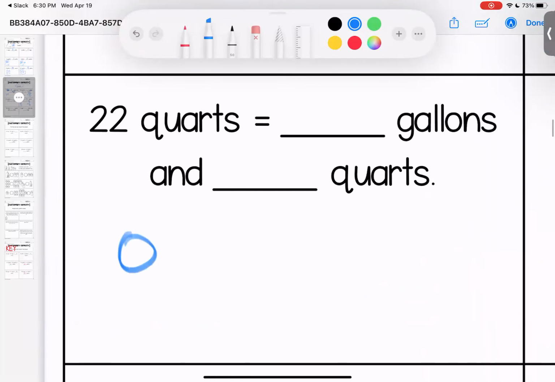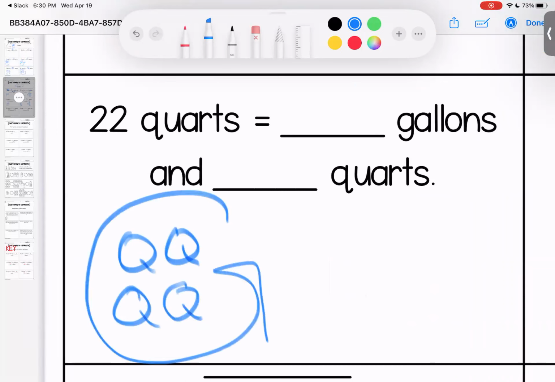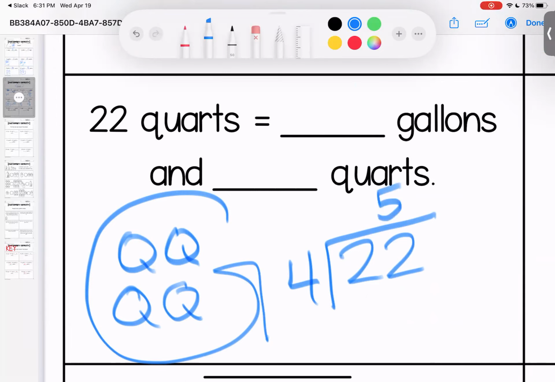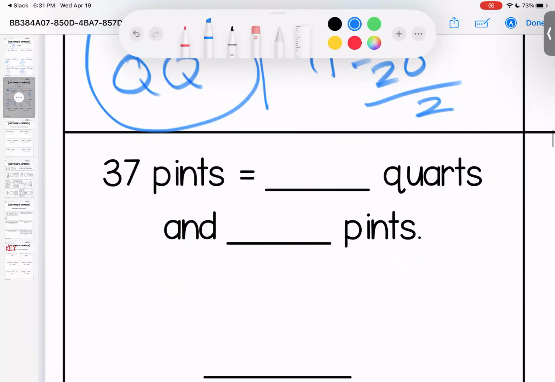All right, we know that there's 4 queens in our kingdom. So we need to do 22 divided by 4. 4 times 5 gives me 20. That's the closest I can get. 5 gallons and 2 quarts down here.